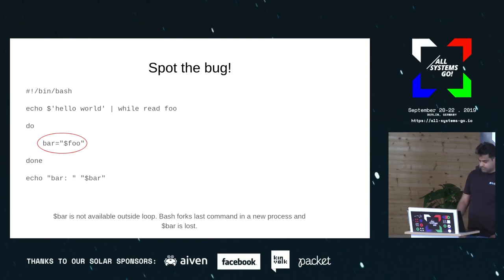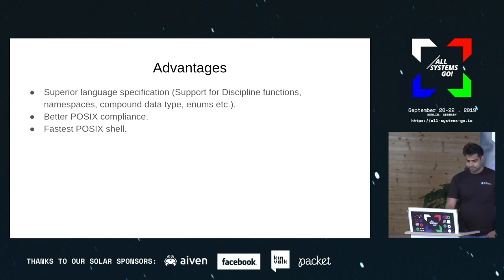Why am I showing you this code? Because if you run exactly the same script under KSH, it will work as expected. And it turns out that even though it's an old shell, it still has a better language specification. It's much more powerful than Bash. It has better POSIX compliance, and it is still the fastest POSIX shell. Why do I say this? Let's look at an example.